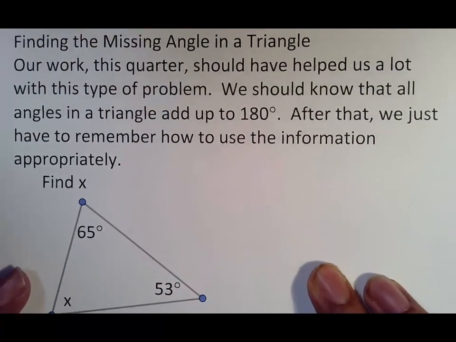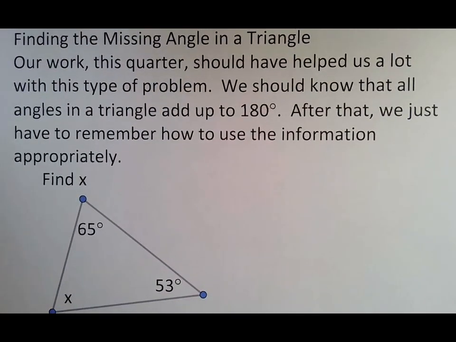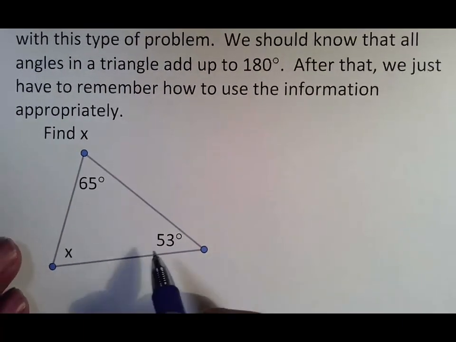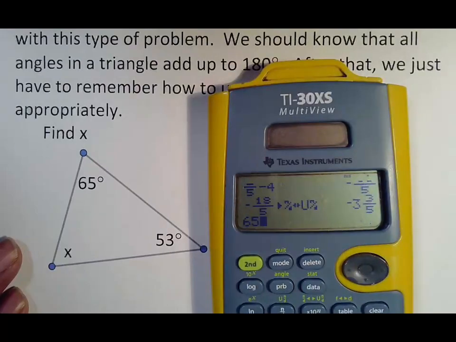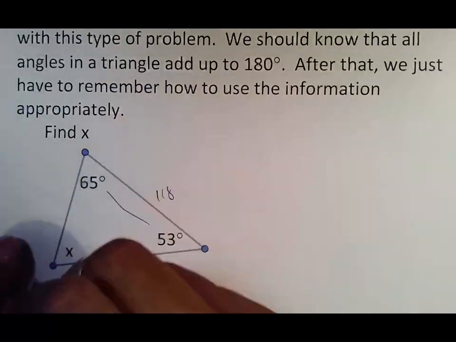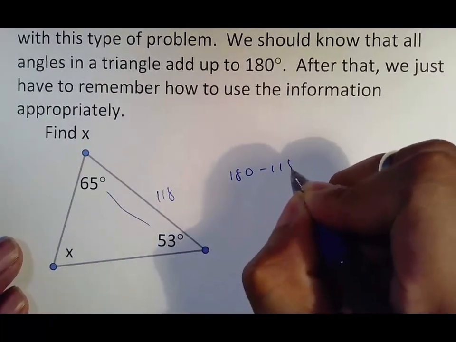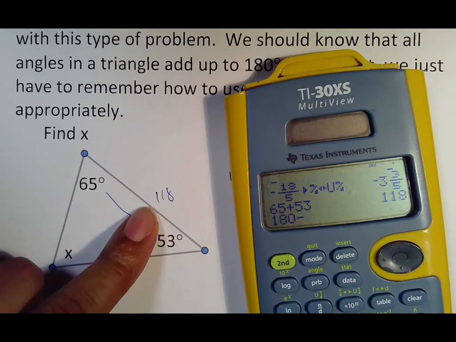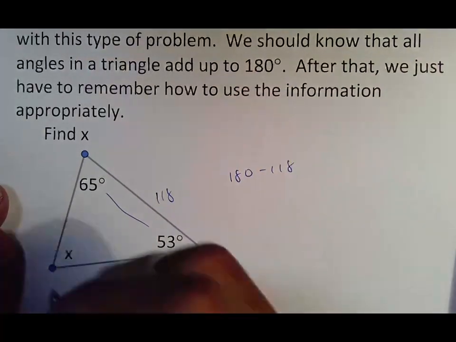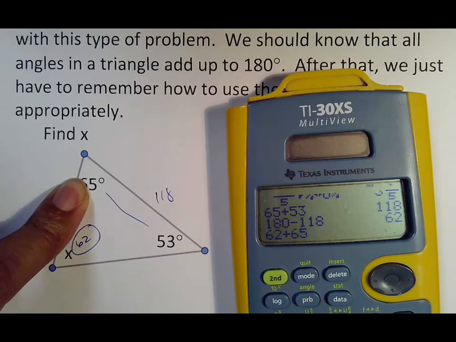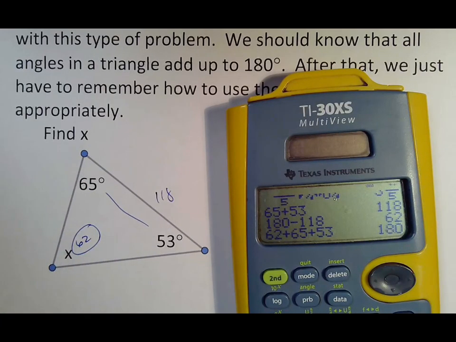Finding the missing angle. Again, our work this quarter should have helped us a lot with this type of problem. We should know that all angles in a triangle add up to 180. After that, we just have to remember how to use the information. So when we're doing this, remember what you want to do is figure out what these two add up to be. And again, you have a calculator tomorrow, so 65 plus 53 equals 118. So these two make 118. And we know that all three should be 180, so we just do 180 minus whatever is there. So 180, that's why we worked on our supplementary thing, minus 118, which is 62 degrees. That's what this has to be. How do I know? Because 62 plus 65 plus 53 equals 180.